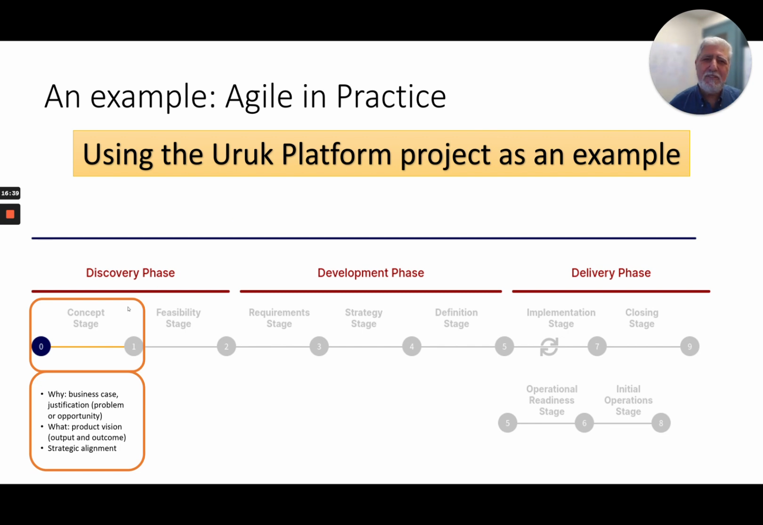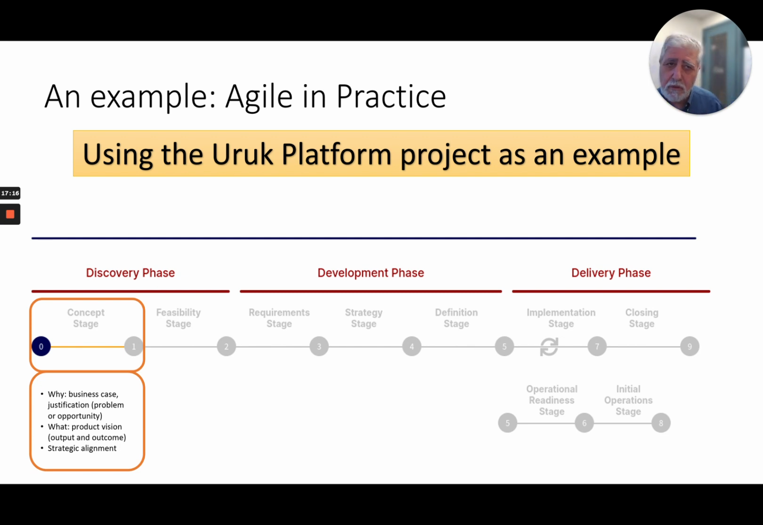And the concept stage. What do we do on the concept stage? At the concept stage, we can do too many things. I mean, right now, the concept stage in the Uruk platform has about 6 or 7 points to be answered. However, in simplified terms, 3 things need to happen here. Why? What is the business case, the justification for the project, the problem or the opportunity we're trying to solve, right? What is the product vision and how does it align to the organization strategy? Now, I'm going to share with you generic answers, and then I'll give you something specific to Uruk.